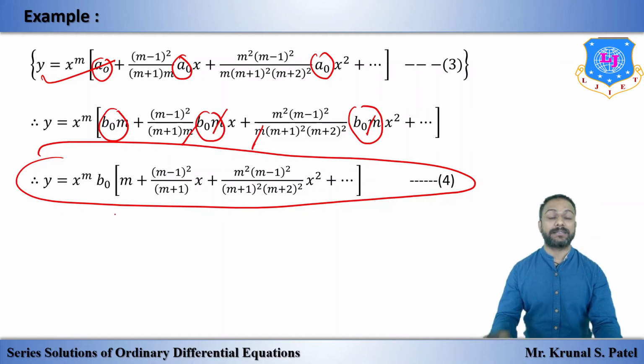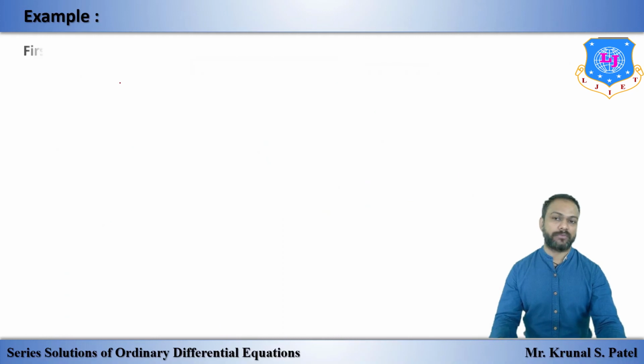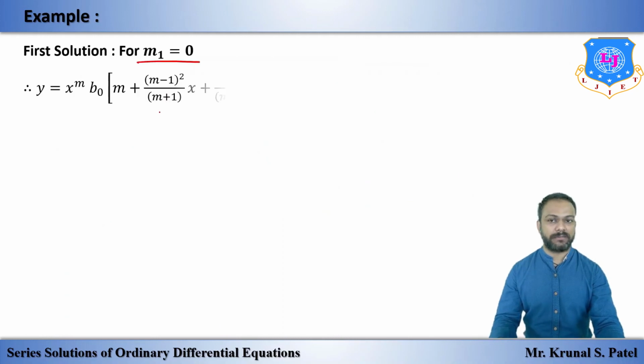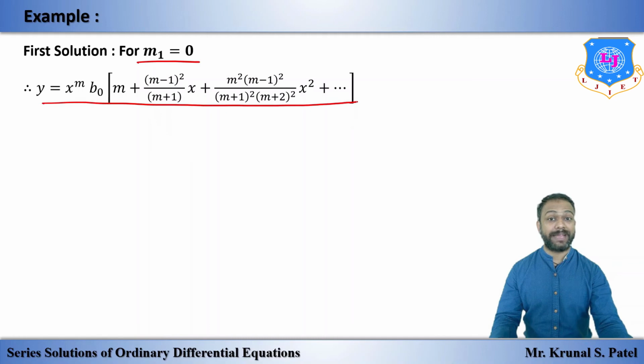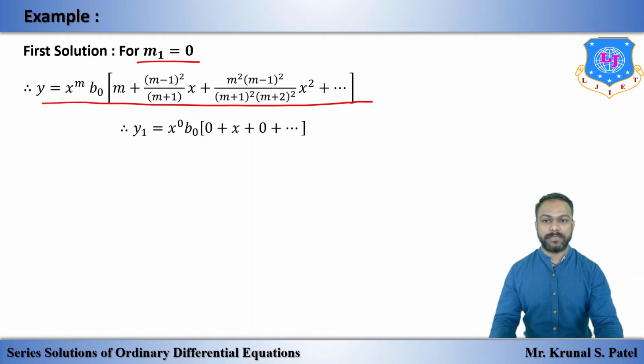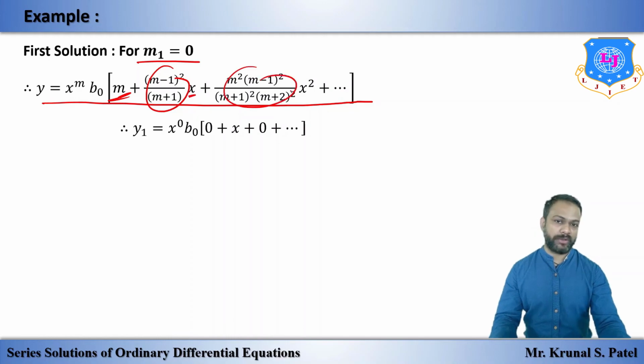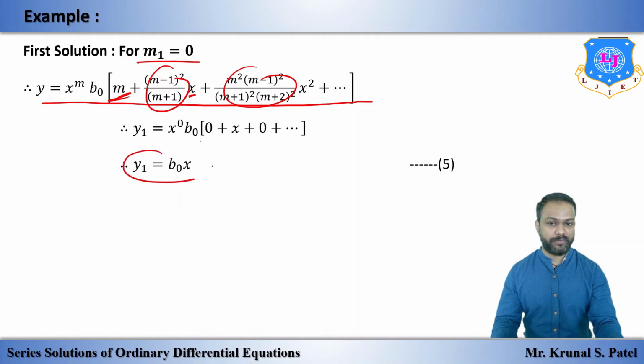Okay, that's the same as case number 2. So, first solution: put m1 equal to 0. This is our equation number 4, the final y. We will put m1 equal to 0. So we have y1 x is 0, b0 and 0 plus this is 0, this is 1, so x, this is 0, and so on. So the rest of all terms become 0, so we have only b0x. This is our first solution.